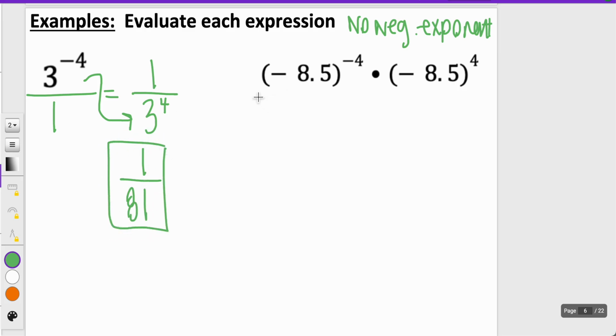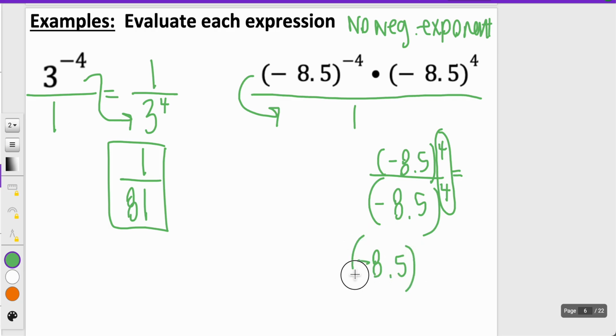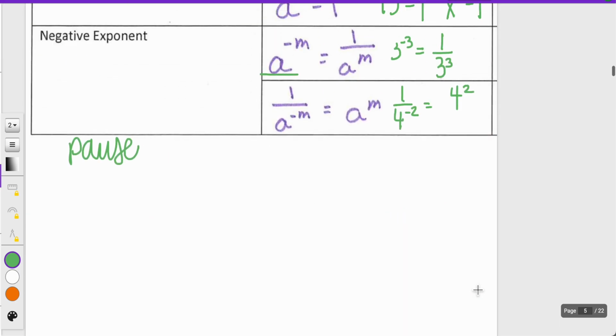Next up, I have 2 numbers here. Again, I don't have anything on the bottom, so I'll go and write my 1 on the bottom. And in order to get my negative exponent on the bottom, I can do 2 things. I'm going to move it down, so that means it would change to this. Negative 8.5 to the positive fourth would be on top, but now negative 8.5 to the negative fourth becomes positive 4. Then we would do our quotient of powers. This just means we're going to subtract our 2 exponents. 4 minus 4 is 0, so now I'm left with negative 8.5 to the 0 power, and that is equal to just 1, just like we saw up here.